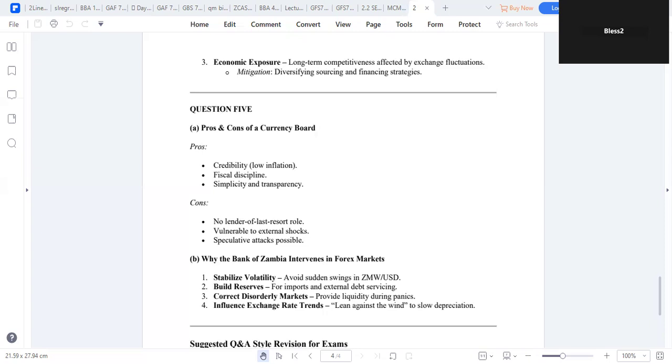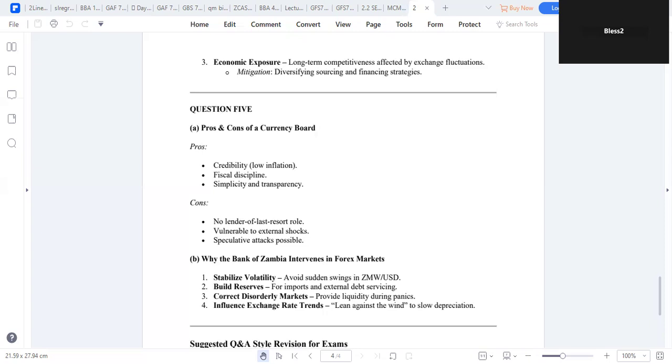And number four, beyond short-term stabilization, the Bank of Zambia can use interventions to influence the medium-term exchange rates. For instance, by gradually selling US dollars when the Zambian kwacha is under pressure to depreciate, the bank can slow the pace of depreciation, thereby giving businesses time to adjust and also reducing inflationary pressures. So this strategy is often adopted. It is actually called leaning against the wind. It balances the market forces without fully fixing the currency.